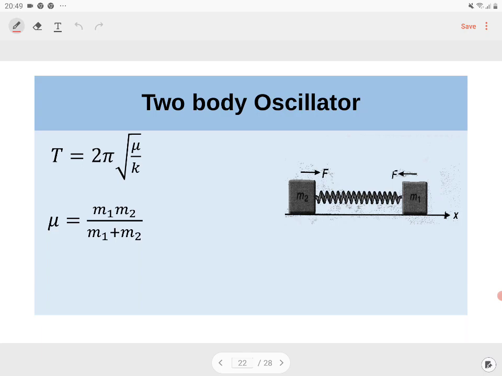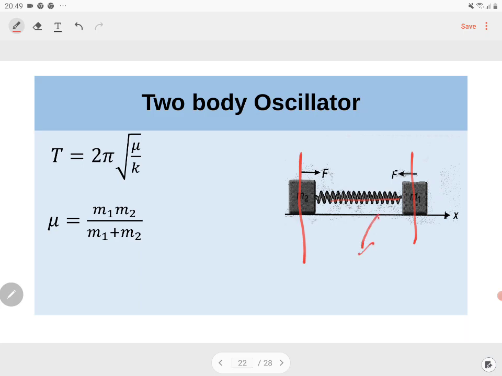Suppose we have two blocks here, M1 and M2, connected by a single spring. Initially the spring will have its natural length. Now we move both the blocks towards each other or away from each other, and the surface is smooth.